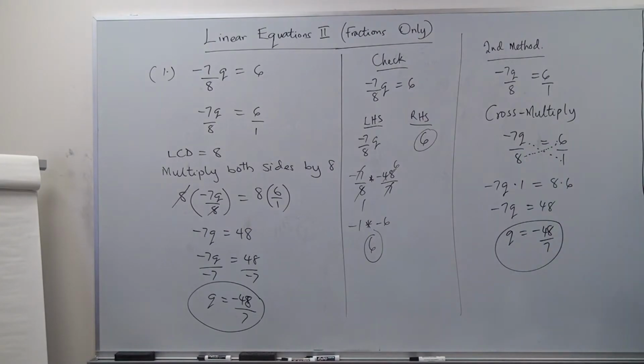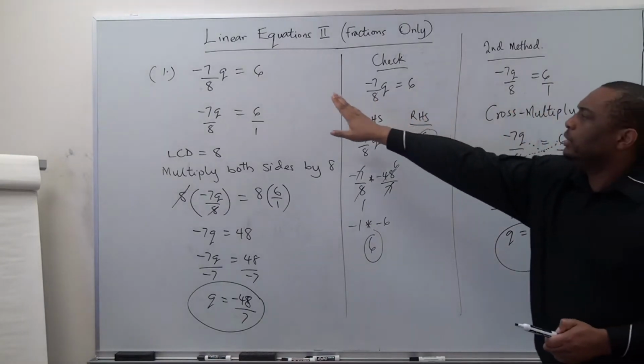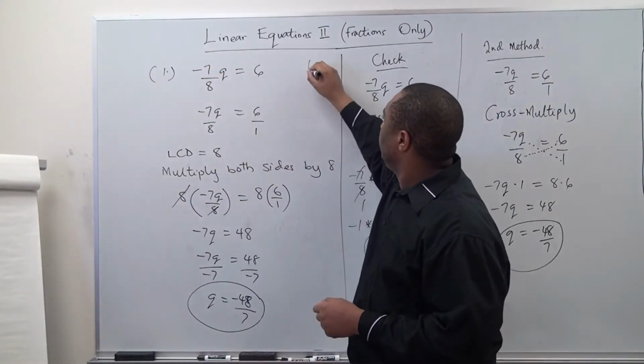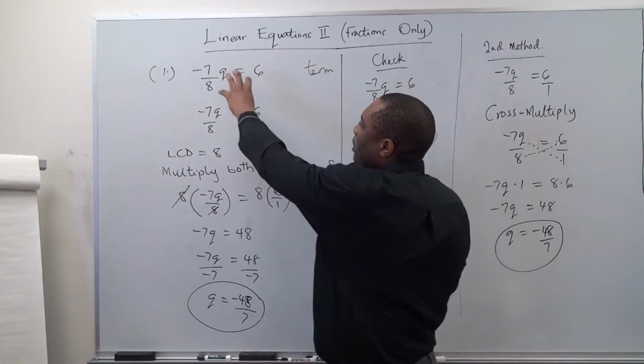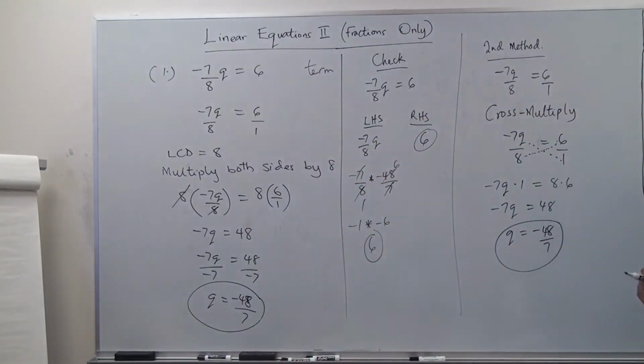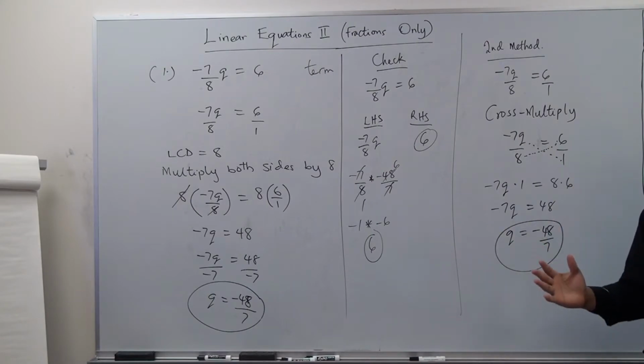Okay, let me compare these two methods. I would prefer this method over this one, though some people might say that this is easier for them. Let me tell you why. In this question, we only have one term on the left hand side and one term on the right hand side. If you have it that way, good, you can use cross product or cross multiply. You can do it if you have just a single term on the left hand side and a single term on the right hand side.